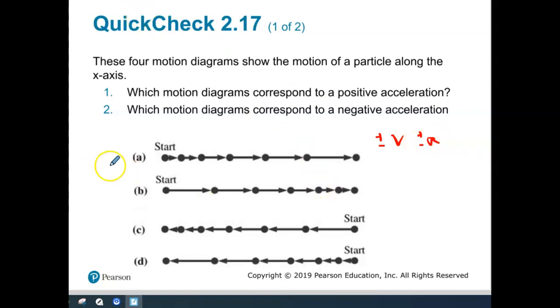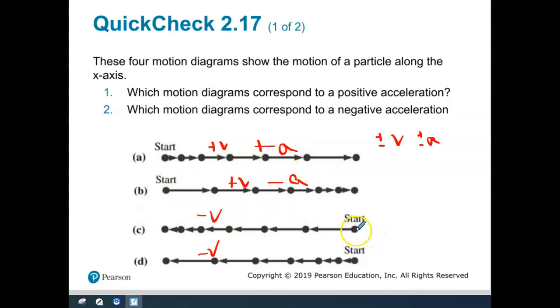So looking at this first one, that's a positive velocity. Looking at B, that's also a positive velocity. C and D are both negative velocities, so they are going to the left. So we've established that. And now we got to look at whether they speed up or slow down. So in A it is speeding up, so that means that the acceleration vector has to agree. So they agree. In B it is slowing down, so that would be disagree, so that's a negative acceleration.